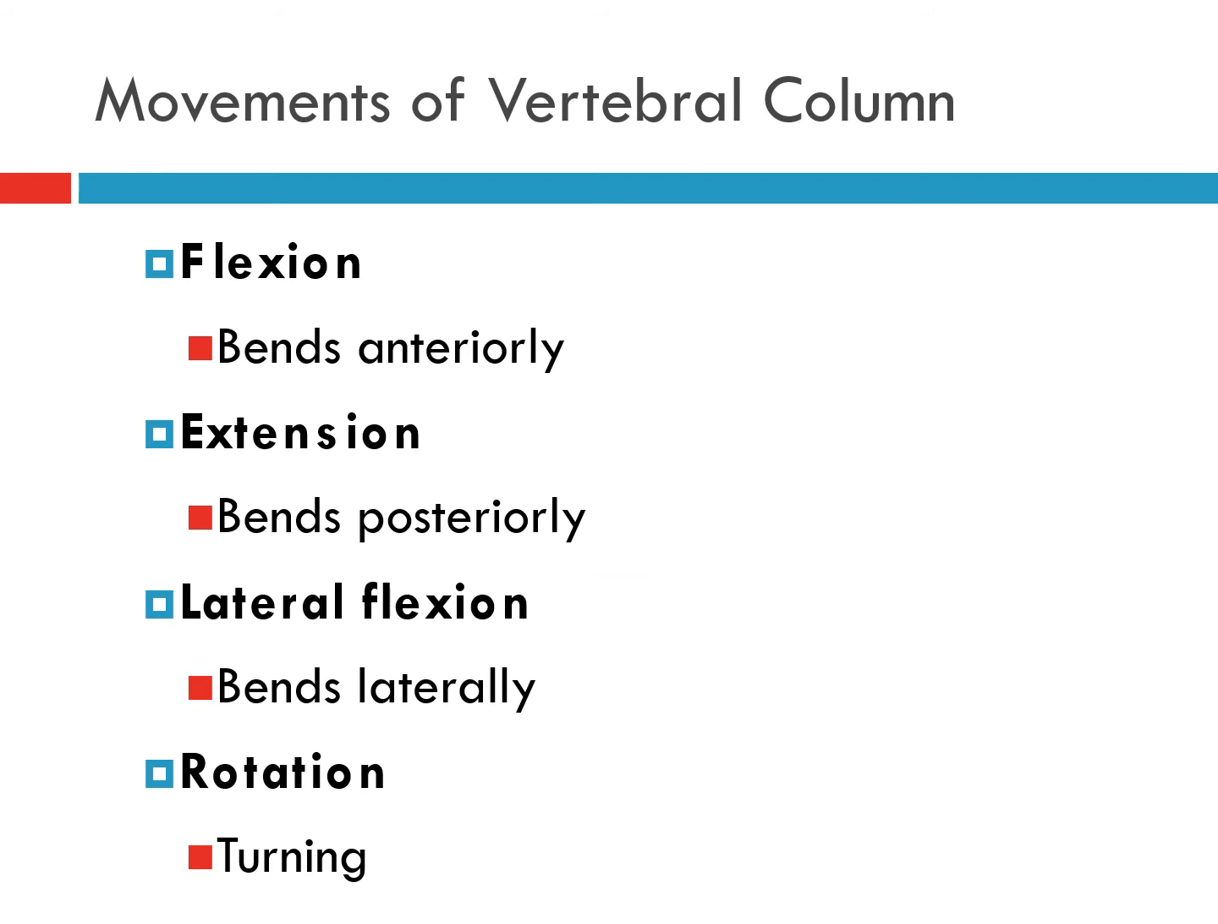We have specific movements within the vertebral column itself. Flexion and extension. Flexion, you're bending anteriorly, so you are bringing the body closer to the legs, decreasing the distance between the two surfaces. Extension, you're bending posteriorly, so you're bringing the body farther away from the anterior legs. Lateral flexion, you're bending to either side, and rotation, you are turning.